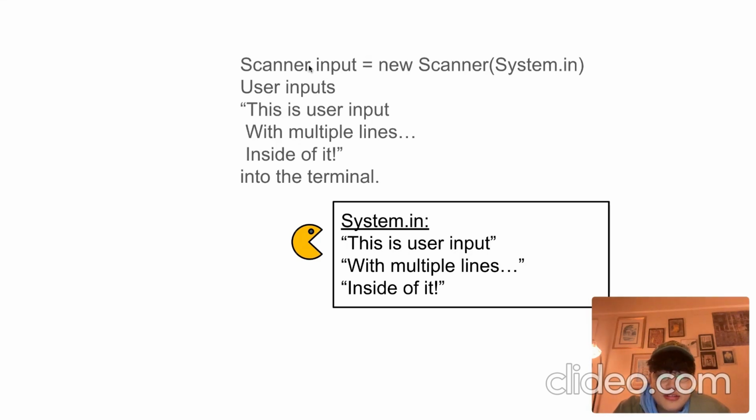So let's just say this is a completely new program, by the way. I'll create a new scanner with System.in. And say the user inputs all of this at once. So maybe they copy this from a Google Doc. It's three separate lines. They pasted it in. And this is what System.in looks like. Now, Pac-Man is faced with these three lines.